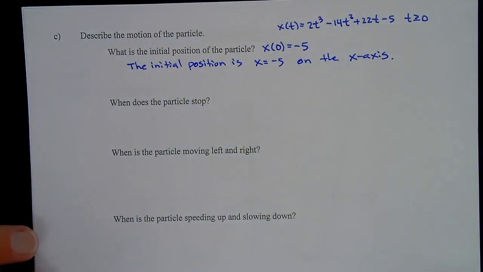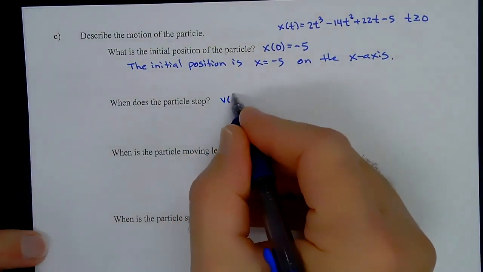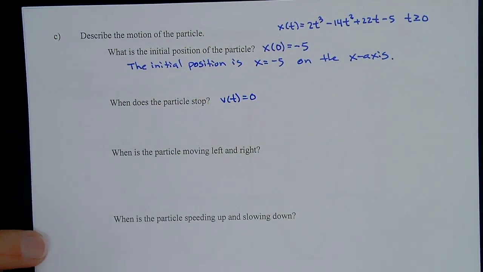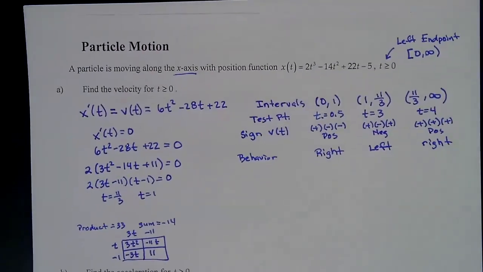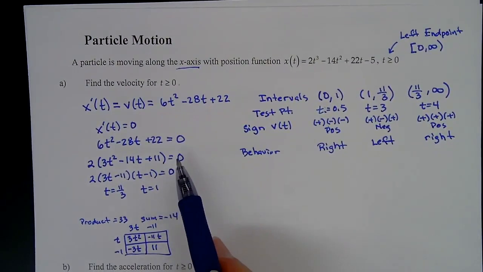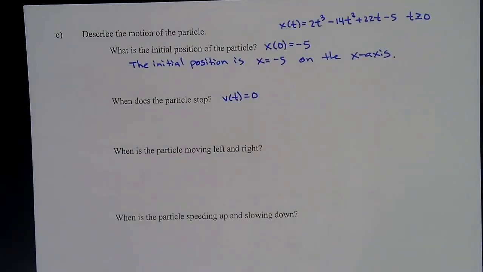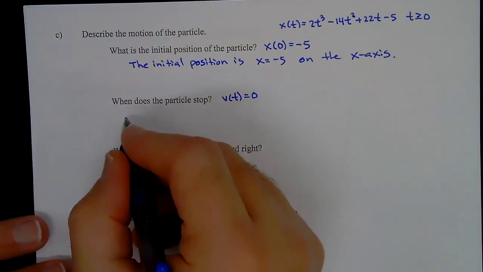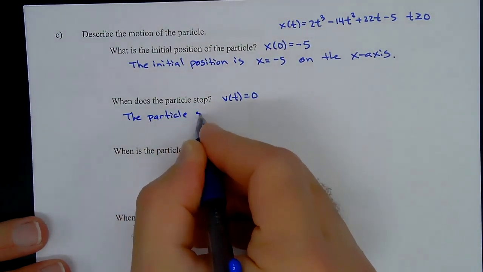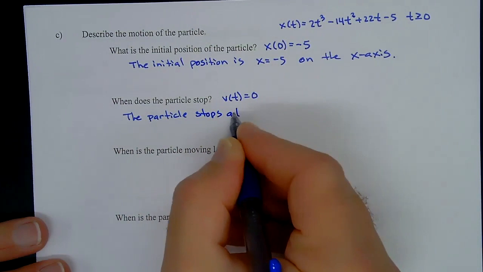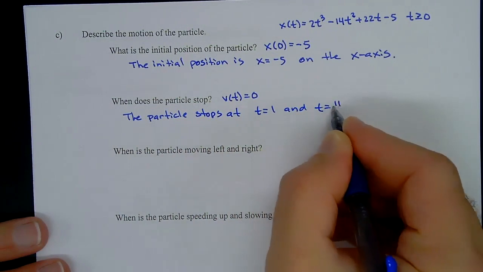Okay. So when does the particle stop? Well, how do we know when it stopped? That's when v of t is equal to 0. We solve that, right? Back on the first page, we solved where is v of t or x prime of t equal to 0, and we found it at 11 thirds and also at 1. So the particle stops at t equals 1 and t equals 11 thirds.